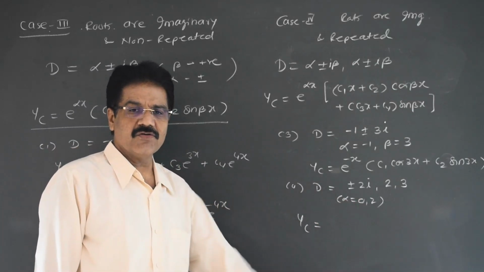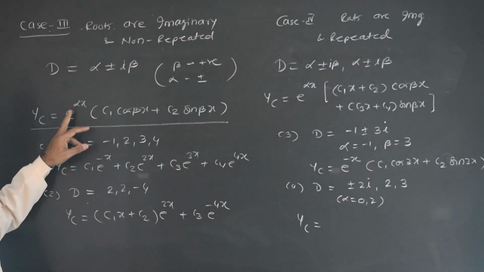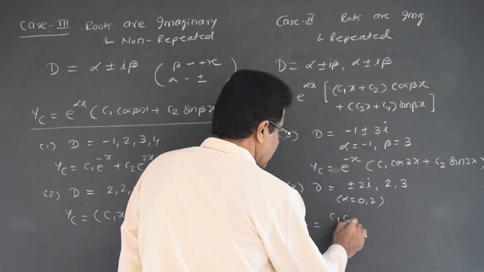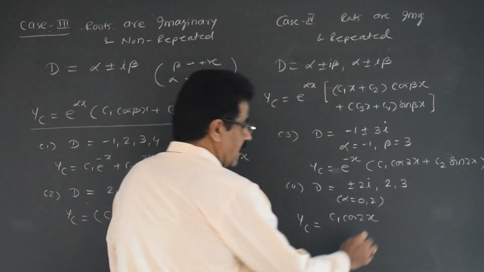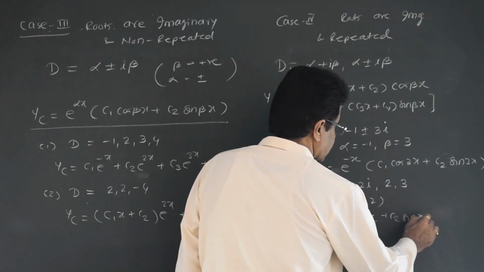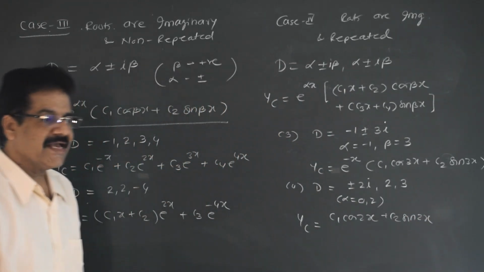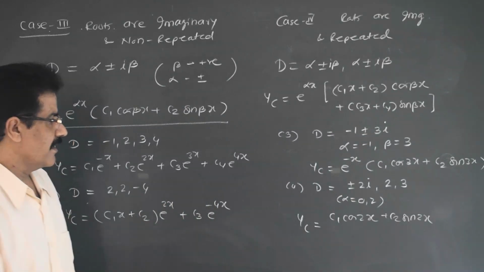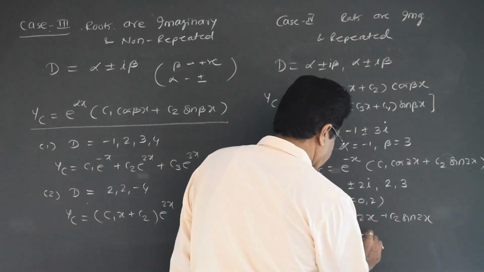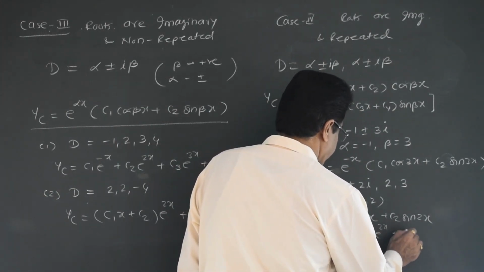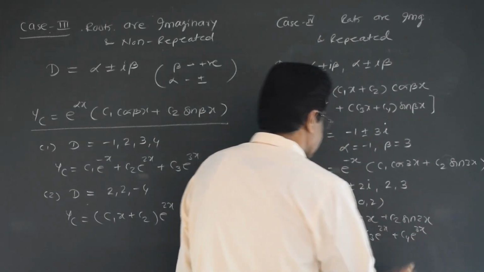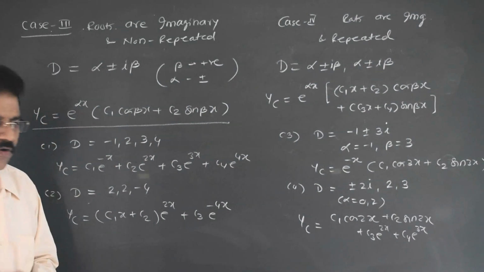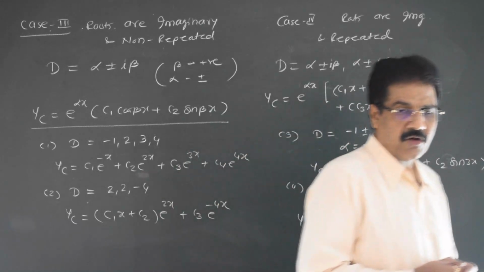Since alpha is equal to 0, e raised to alpha x means e raised to 0x, that is 1, no need to write it. So we can write c1 cos of 2x plus c2 sin of 2x, as the value of beta is equal to 2, and that's why cos 2x and sin 2x are written there. And then plus c3 e raised to 2x plus c4 e raised to 3x. So this is the way of using all these 4 cases while writing down the solution.